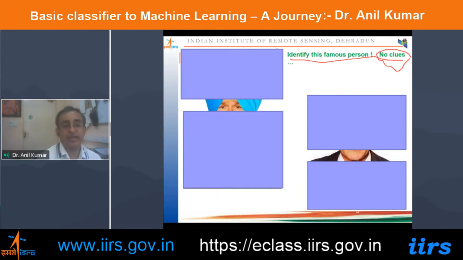Same way here, just again seeing some small portion of the face, it may not be possible. You can try with your own photograph. If you just see a small portion, maybe you yourself cannot recognize. So that is the way the algorithm fails. Human beings fail when they don't get the full information about the object.